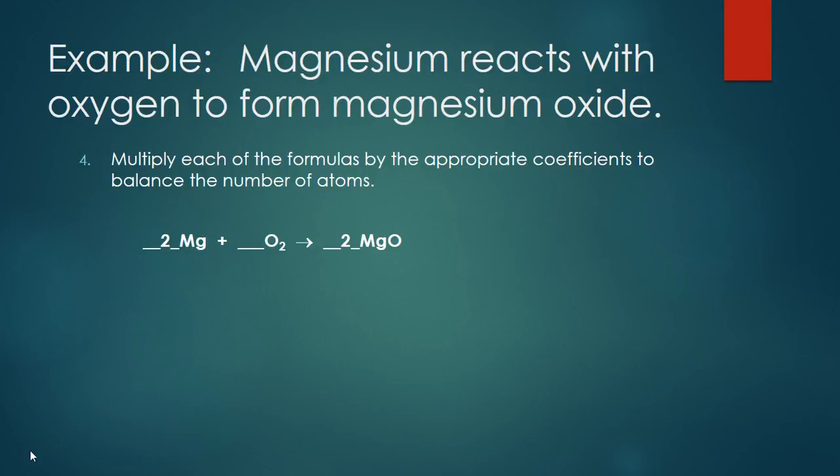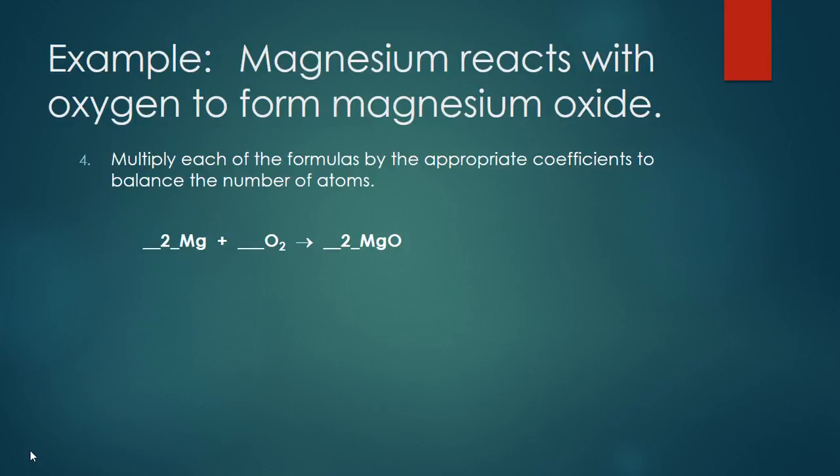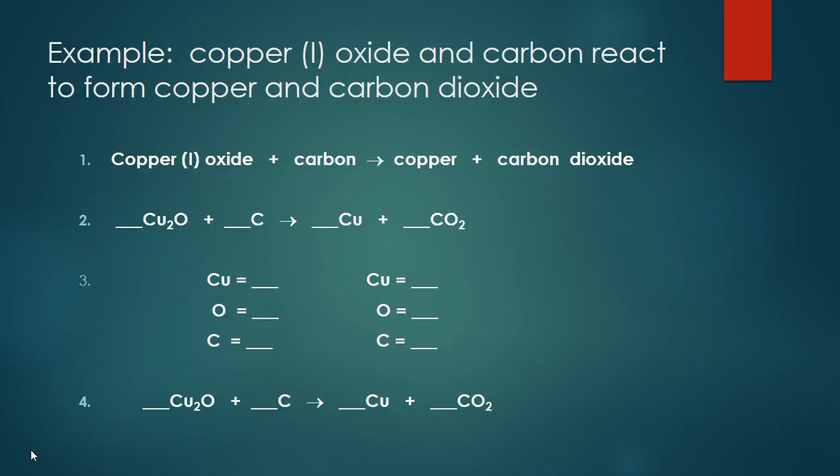When I do that, now I have 2 oxygens and 2 magnesiums on the product side. So now my magnesium is not balanced. So I'm going to put a 2 in front of magnesium on the reactant side. And when I do that, everything will balance out. Now I'll have 2 magnesium and 2 oxygen on the reactant side and on the product side.